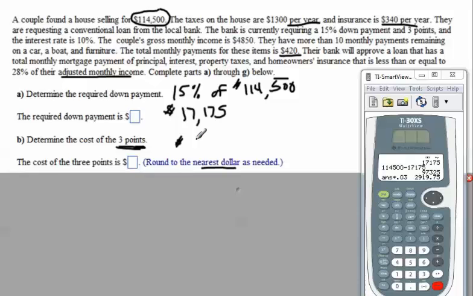So between the down payment and the points, they're going to have to bring a pretty hefty check to closing.